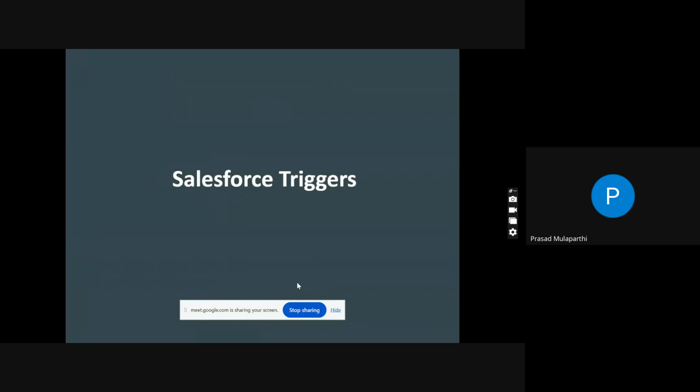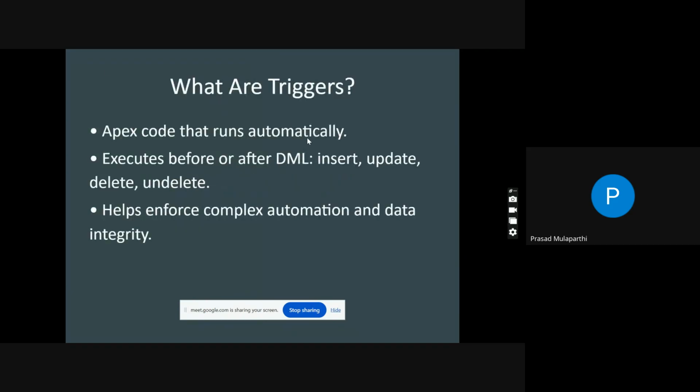Today we'll be discussing one of the important automation tools available in Salesforce, which is Salesforce triggers. What exactly are triggers? A trigger is a piece of code that runs automatically before or after any DML operation, like before inserting a record or after inserting a record. Similarly, update, delete, and undelete. Triggers help us enforce complex automation and data integrity.